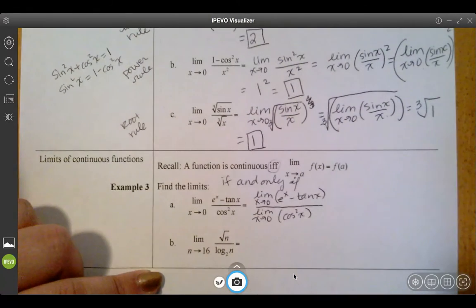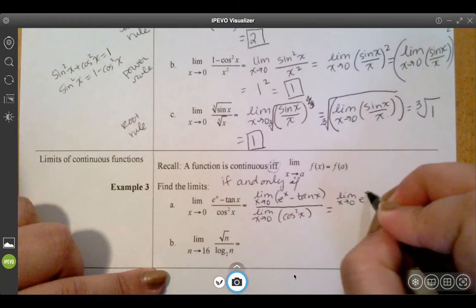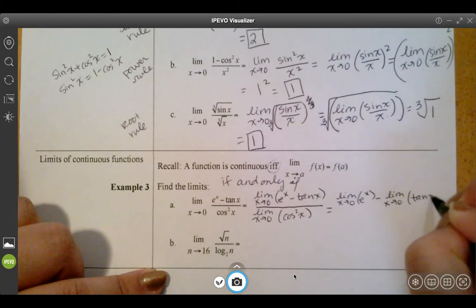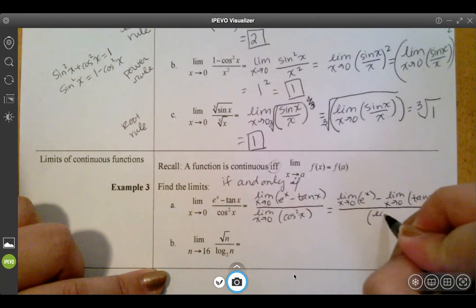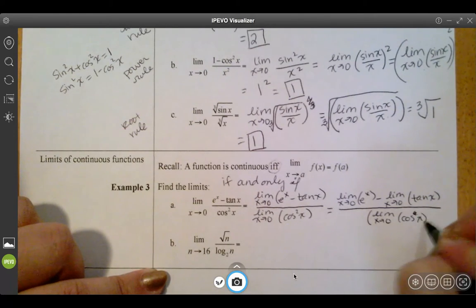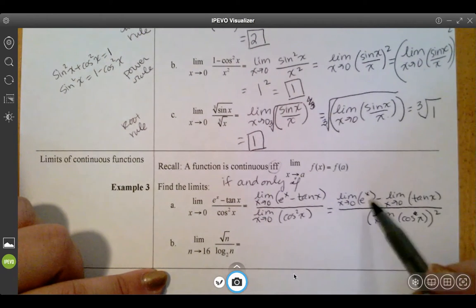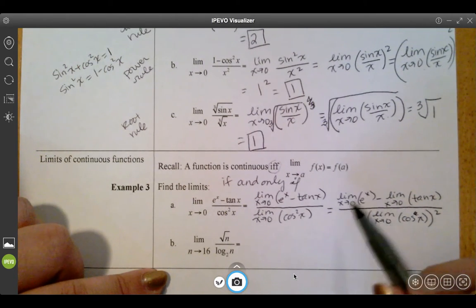Now I can simplify the numerator with the difference rule, which is the limit as x approaches 0 of e to the x minus the limit as x approaches 0 of tangent of x, divided by, and the product rule with the denominator, the limit as x approaches 0 of cosine of x squared. Now, each of these functions I know the properties of. E to the x is continuous at 0, tangent of x is continuous at 0, cosine of x is continuous at 0. Therefore, I can substitute 0 here.